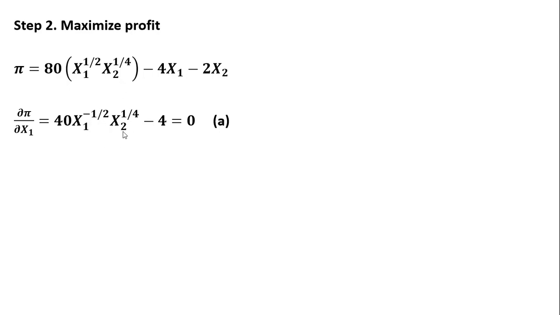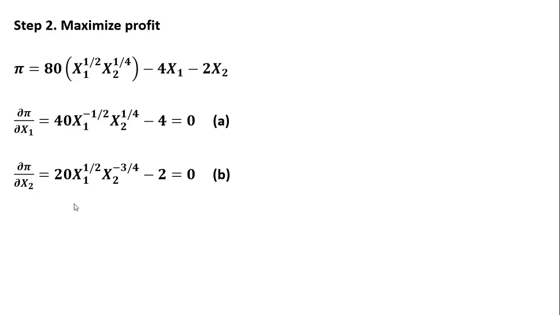Don't have to do anything with input 2. That's treated as a constant here. And then finally, we're going to take the partial derivative of minus 4 times input 1, which is just minus 4. We're maximizing, so we set this partial derivative equal to 0. And I'm just going to call this equation A.